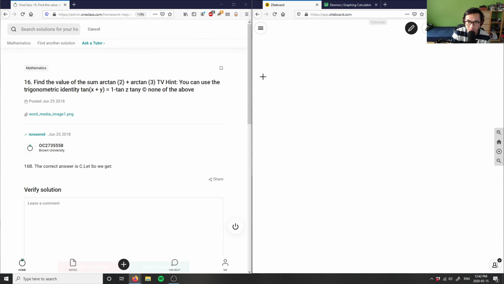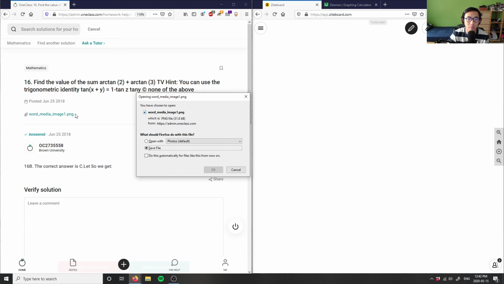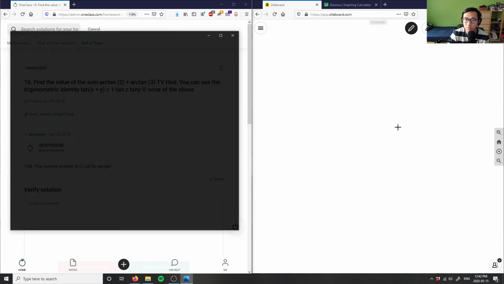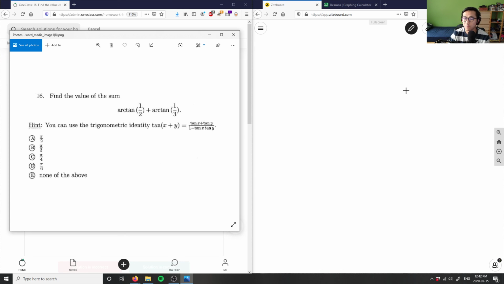It says number 1 here. I guess this solution is definitely incomplete, so maybe I'll click this image to see if I can open it to clarify things. Let me see if this works. There we go. Okay. So I want to find the value of the sum of arctan half plus arctan 1/3. It says you can use the trigonometric identity here.